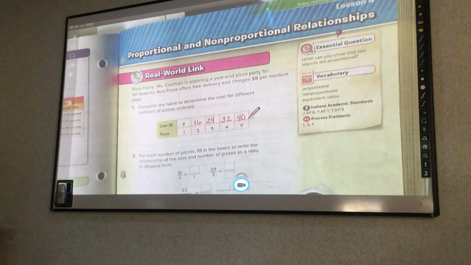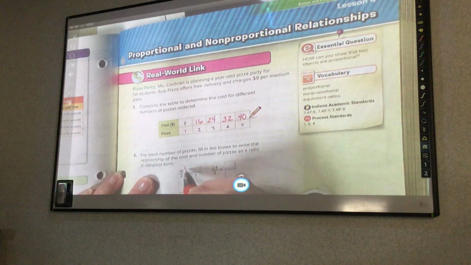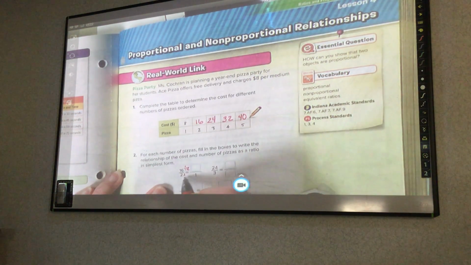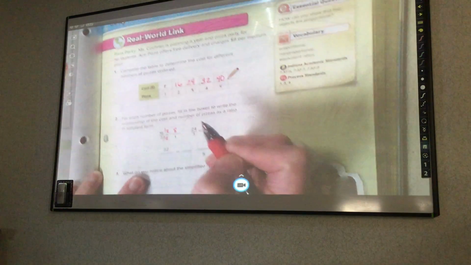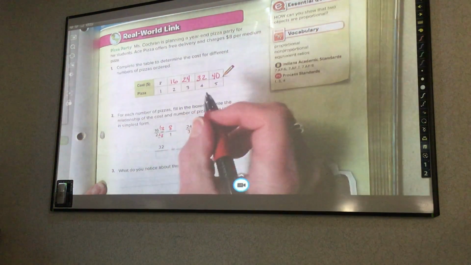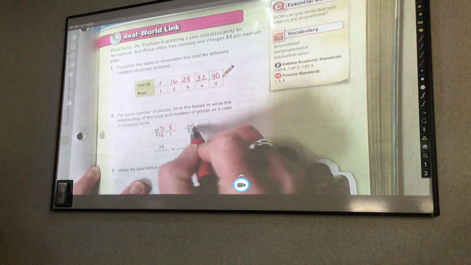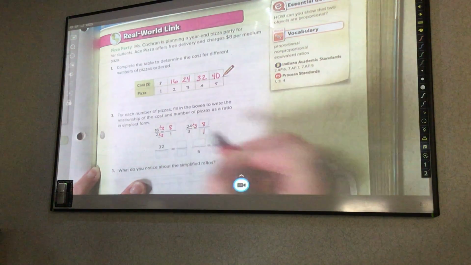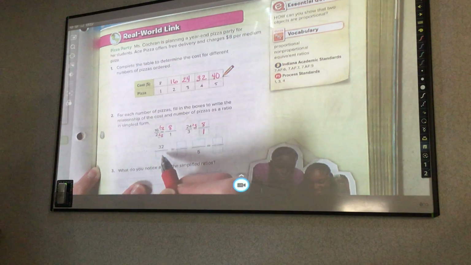And then I go down and it's going to say, for each number of pizzas, fill in the boxes to write the relationship of the cost and the number of pizzas as a ratio in simplest form, meaning we need to reduce it. So I'm going to show reduce by 2, reduce by 2, and I get 8 over 1. What can I reduce 24 and 3 by? 3. So I'm going to reduce by 3, and I'm going to get 8 over 1.